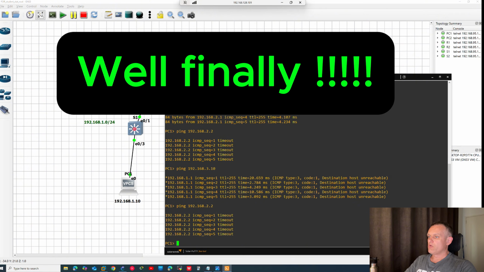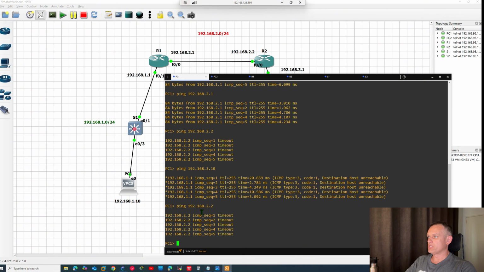I have an idea why I can't ping. For example, this router knows about this network, and I'm sure it sends this traffic to this router, to another interface. But this router can't reply because it has no idea about the network 192.168.1. If I configure a static route from this router to this network, I will be able to ping back from this one.